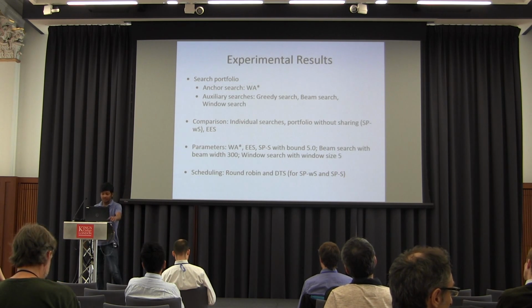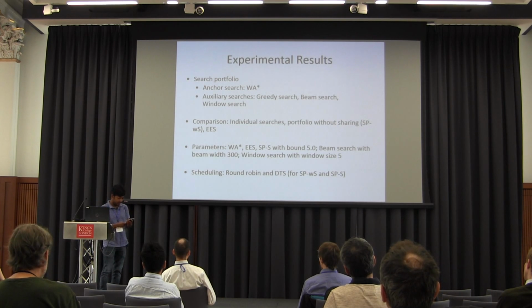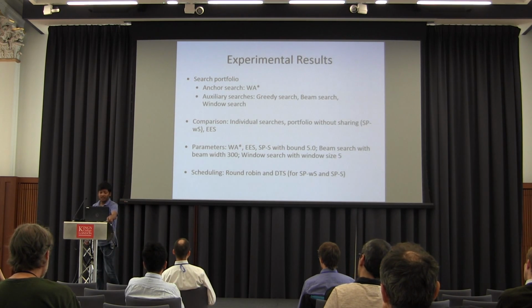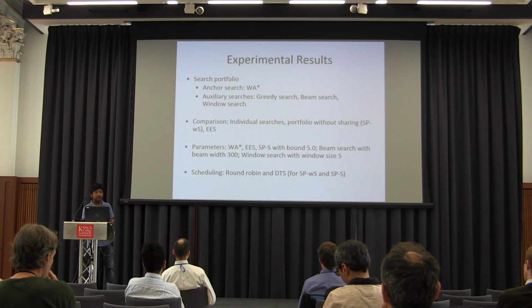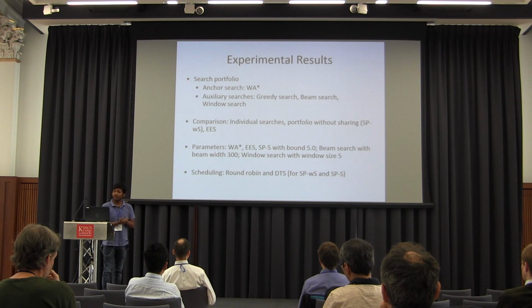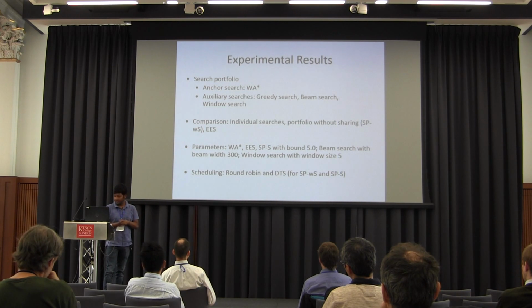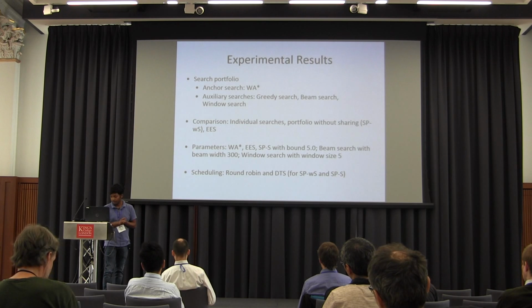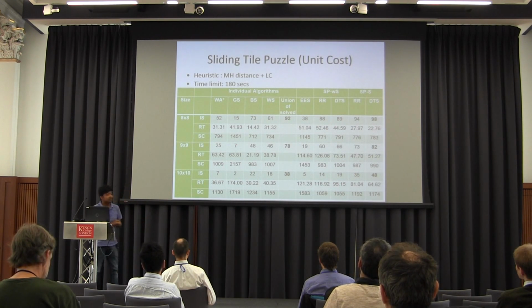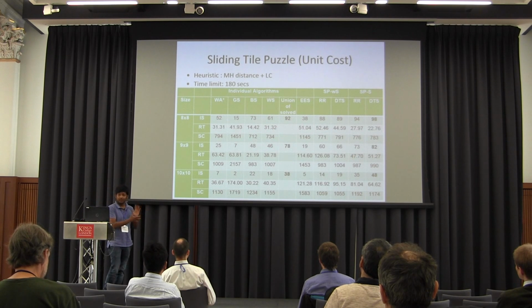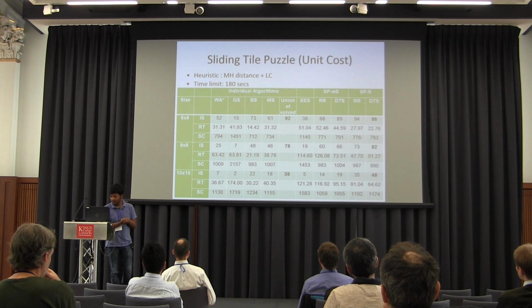Some experimental results. We use vector search, our favorite algorithm for anchor search, and fill up the portfolio with greedy search, beam search, and window search. We compare with individual searches, a portfolio that doesn't share, and also with the explicit estimation search, which is a very good algorithm. First, some results on the sliding tile puzzles. These are big size puzzles and our favorite domain.